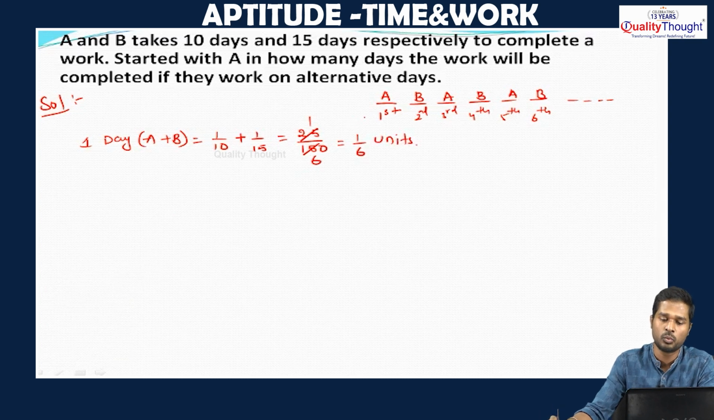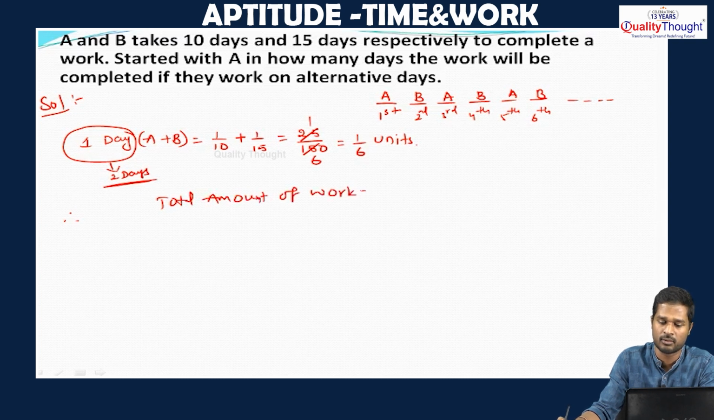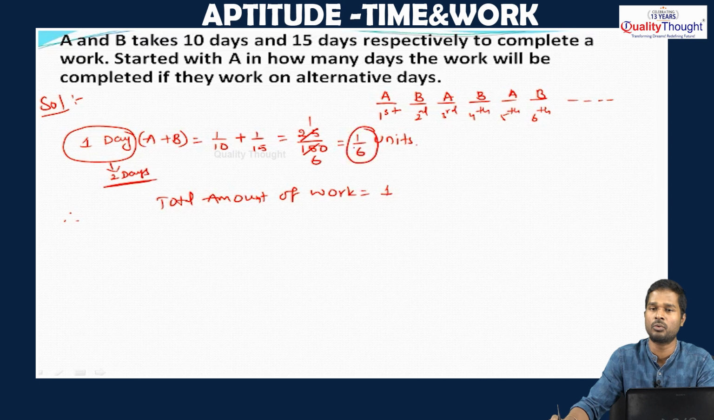Now, listen carefully. What we need to do is, see, here 1 day means it is 1 day work of A plus 1 day work of B, that means total 2 days, that is how we need to take. 1 day work of A plus 1 day work of B means total 2 days work of both A and B, remember this. Now, listen, the total amount of work is equal to 1. That is what we have written. That means this 1 by 6 units of work should be made equal to 1.